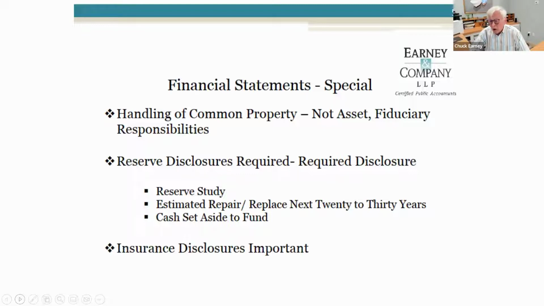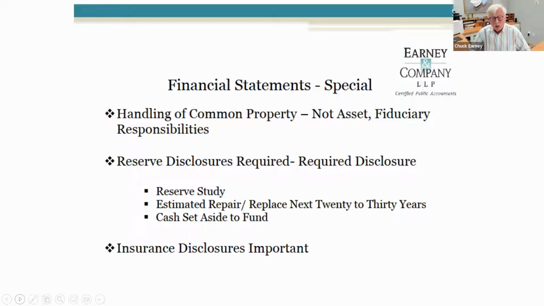But what we do want to see as CPAs, and it's required in our financial statements, and it's not in your ordinary monthly books, is a required disclosure of your reserves and the reserve requirements. So CPAs require any CPA-prepared financial statement of an HOA to have a reserve study supplementally disclosed.